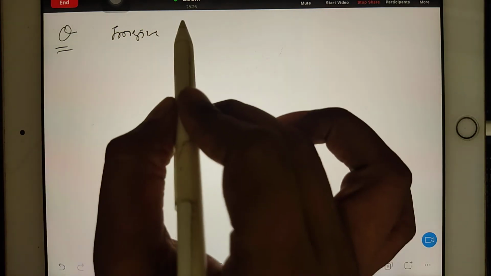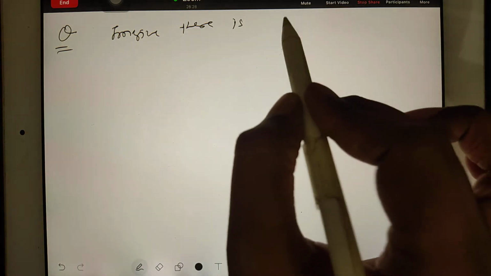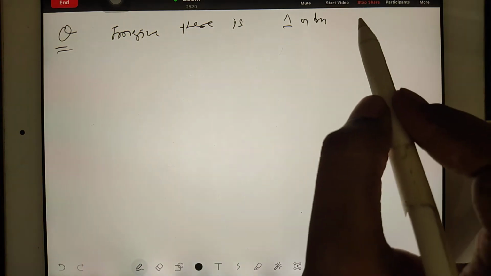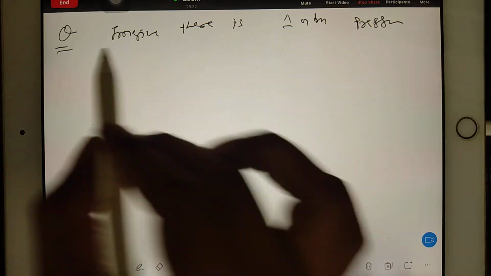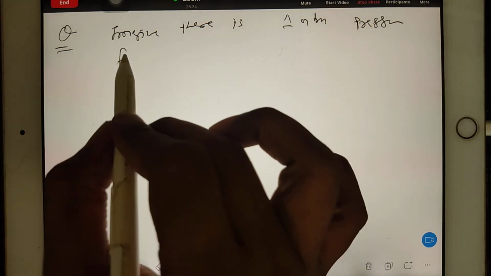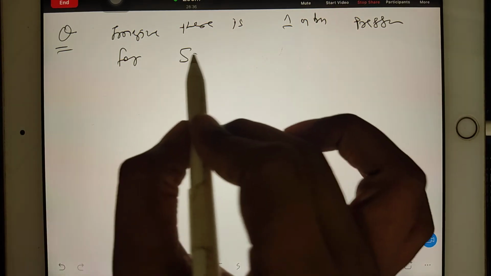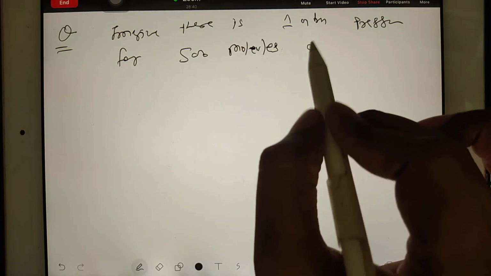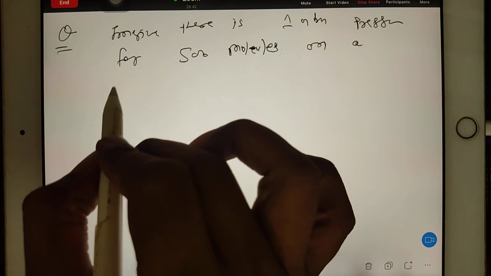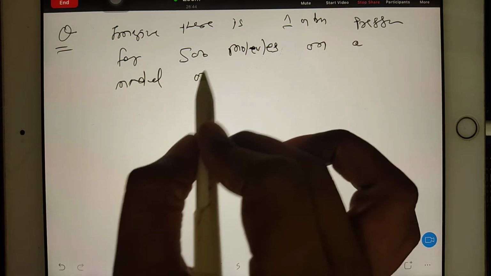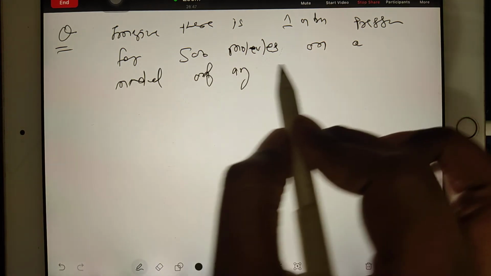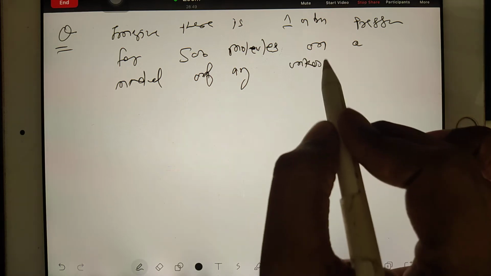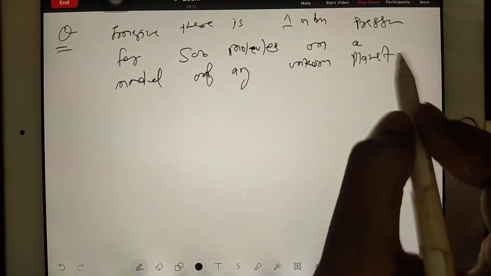Imagine there is 1 atmospheric pressure for 500 molecules on a model of any unknown planet.